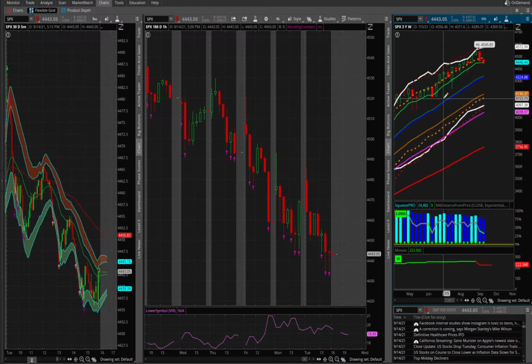Now you may see a chart on the very right. This is what I use for my options trading. But I have it here because I want to talk about the SPX in general. For those of you who don't know, the SPX is the US 500.